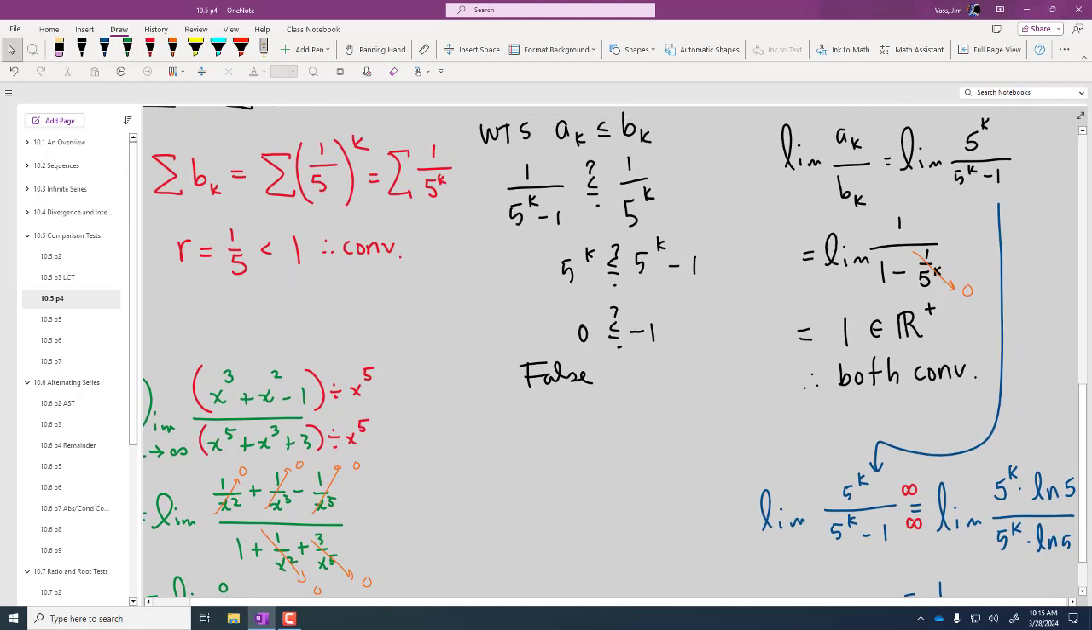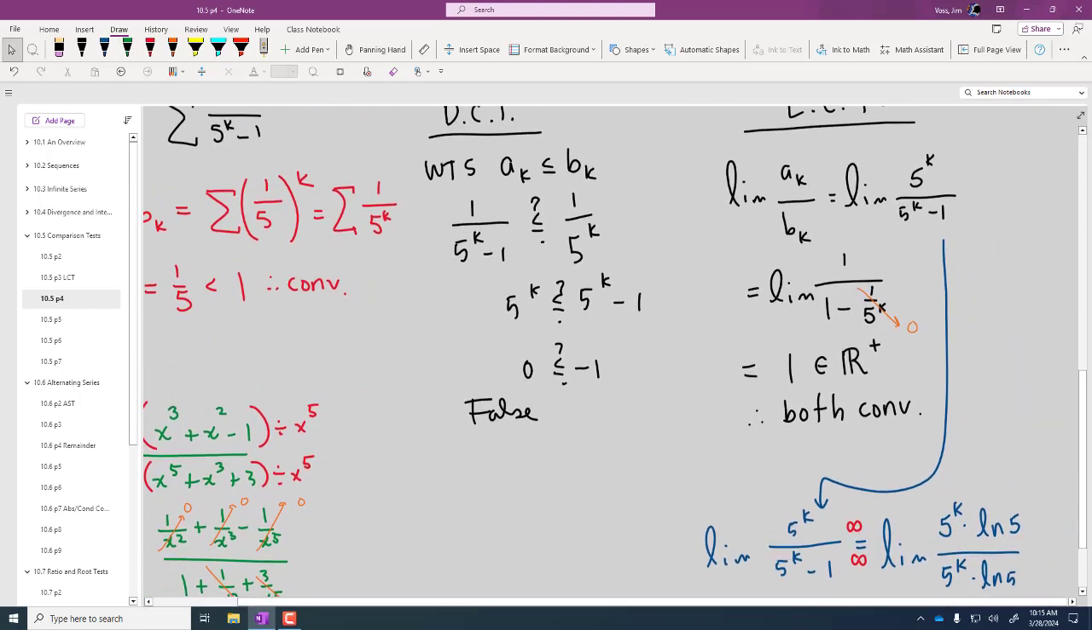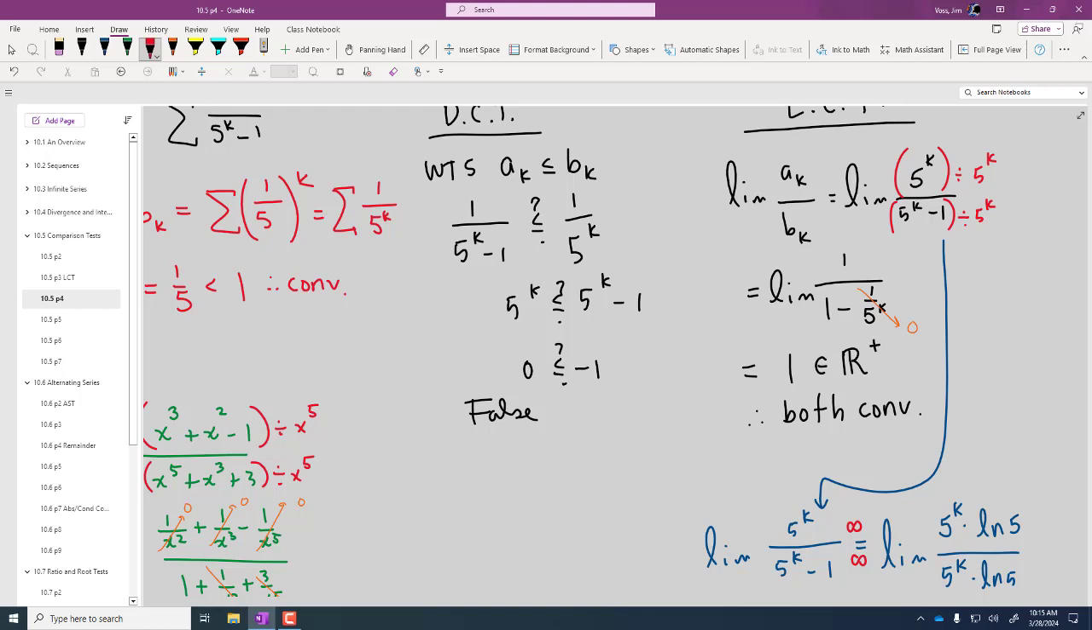Over here, instead of it being powers of x, we're just thinking to ourselves, okay, let's divide everything. This term is dominant. 5 to the k is dominant. So we're going to divide top and bottom by 5 to the k. And that's usually a pretty good algebraic strategy to evaluate the limit. Divide by the dominant term.